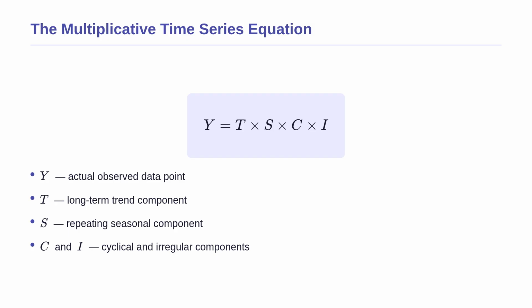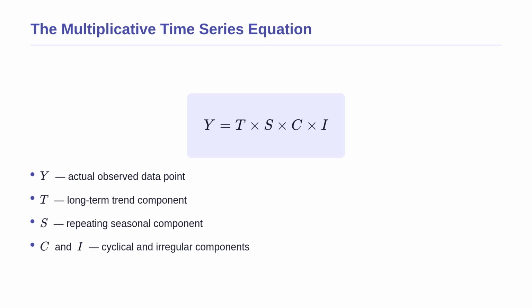The formula on your screen represents the classic multiplicative model. Y is the actual observed data point, like monthly sales. T is the trend, showing long-term growth or decline. S is the seasonal component, the short-term repeating cycle. C represents long-term business cycles, and I stands for irregular, random noise.